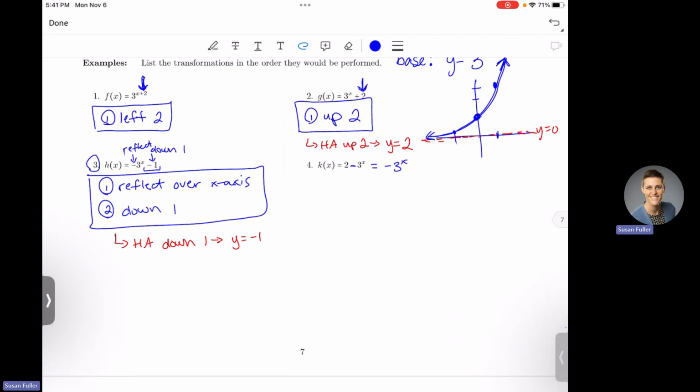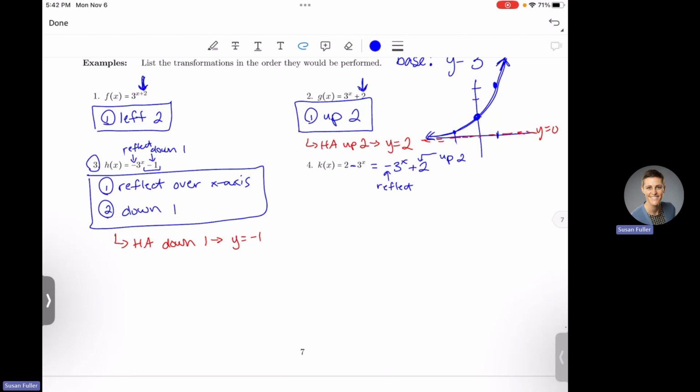And this 2 is being added, right? It's a +2. So I'm going to put that over here. This is the same as -3 to the x plus 2. Our brains are going to process this a little bit better than in the original format. So when we write it this way, you can see this negative out front. That's going to give us a reflection. And this +2 here, because I'm adding 2 on the outside, that's going to shift us up 2 units.